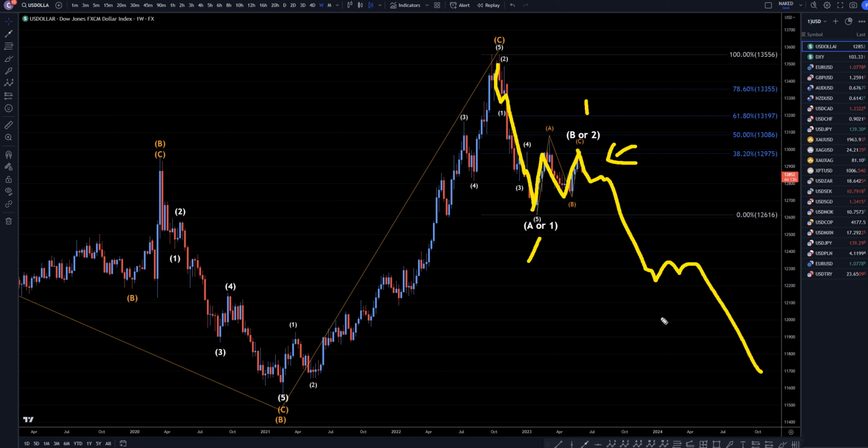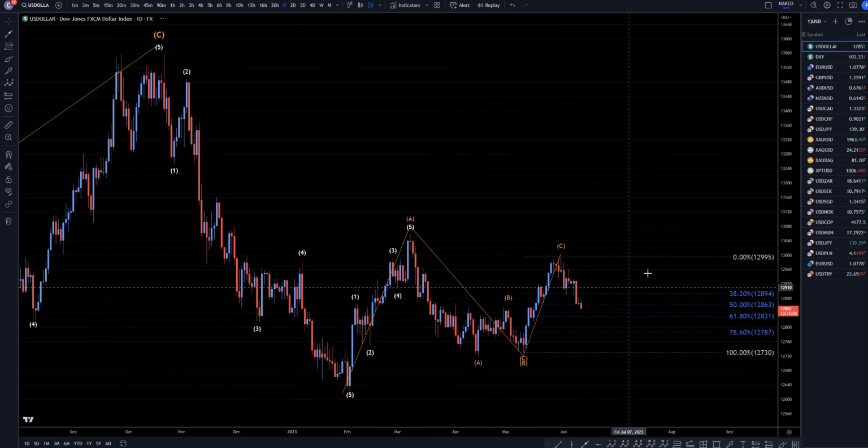Now, if this is a wave 3, then it will be the biggest, strongest wave of a trend, and it does mean that we definitely want to start looking for shorts on shorter time frames. So let's take a look at that on the daily time frame.